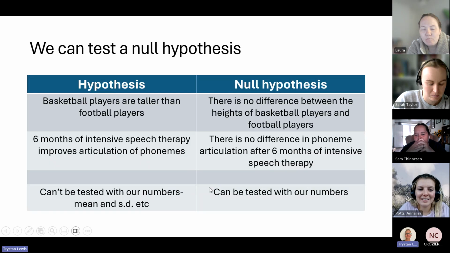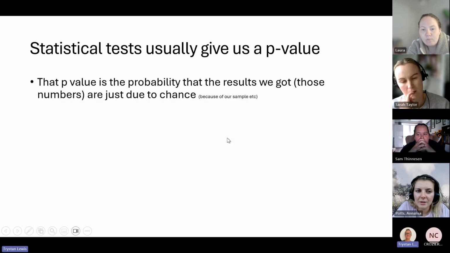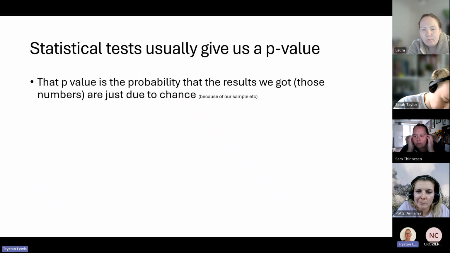So I can test a null hypothesis, which is why we have to use that. Because I remember people were saying, well, why null hypothesis? Why not just test the hypothesis? Well, you can't, because the maths won't do it. But there's only one way of being the same. So you can test the null hypothesis, and that's what we can do. So a p-value is a probability, and it's the probability that the differences that you see are just due to chance. They're just due to sampling.